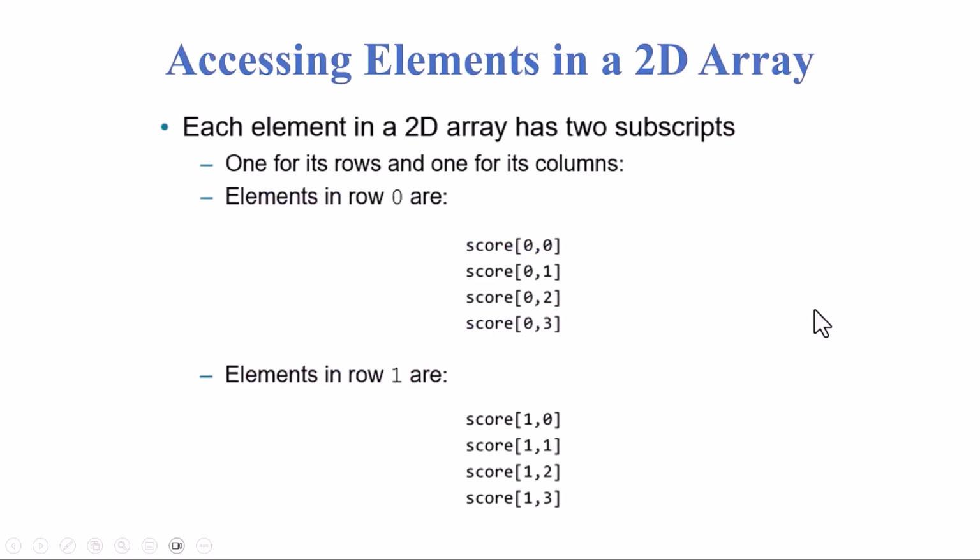We can access elements in a 2D array this way. Each element of a 2D array has two subscripts, one for its row and one for its column. Row 0's elements are 0, 0, 0, 1, 0, 2, 0, 3, just like I showed you before. Row 1 is 1, 0, 1, 1, 1, 2, 1, 3. Having the two of them can be a little confusing, I think, but if you sit down and just play with it a little bit, you'll be fine with it.